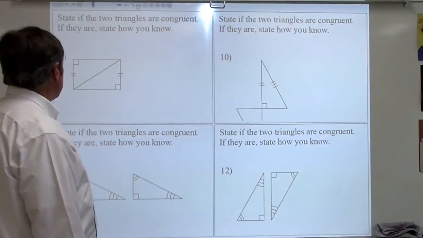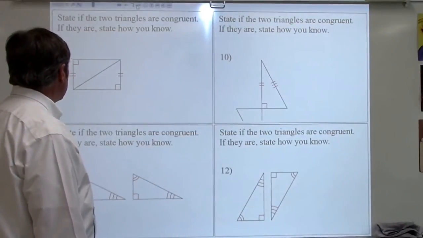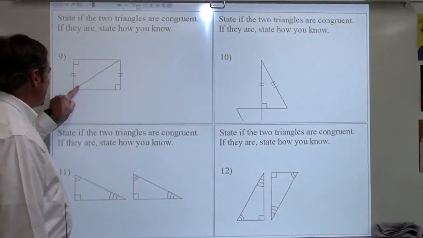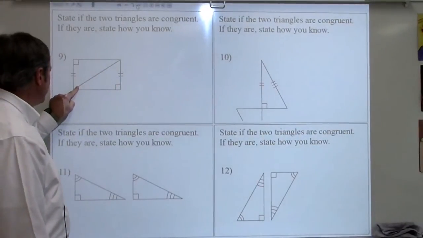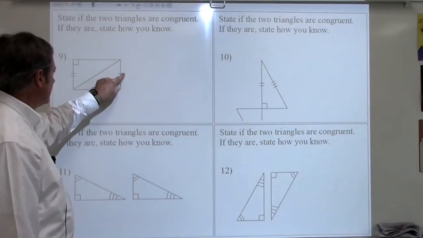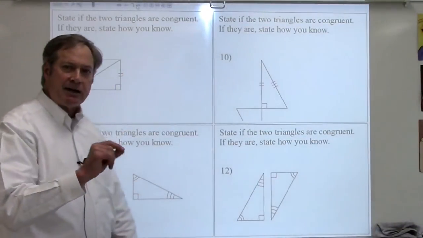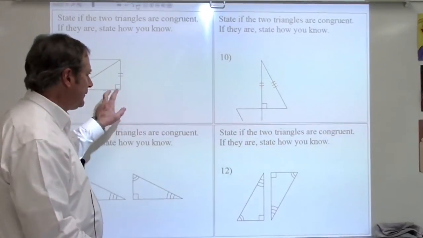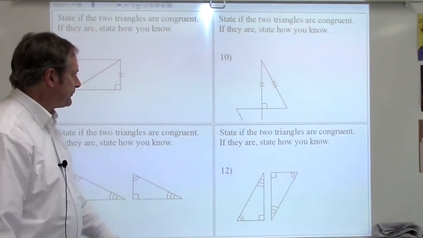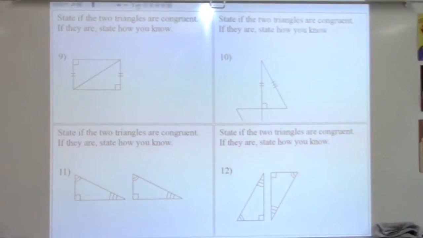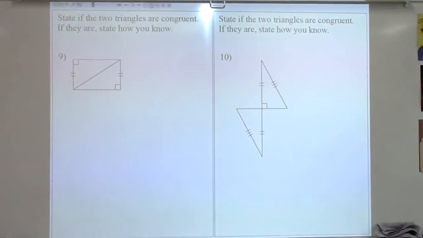Okie dokie. In number 9, I can see that we've got right triangles. Do we have a common hypotenuse? Yes, we do. Is there a leg that's also common? Yes, we do. So this is by HL, hypotenuse, leg. These two are congruent. Now, at number 10, it got cut off, so let me change this up here a little bit.